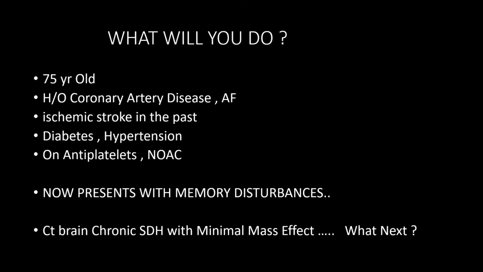This is a scenario many of you might have faced in your OPDs and practice. A 75-year-old man comes with memory disturbance. He has multiple comorbidities: coronary artery disease, atrial fibrillation, and ischemic stroke in the past. He is diabetic and hypertensive, and he is on antiplatelets and an anticoagulant. You get a CT scan done, and you find a chronic subdural hematoma with minimal mass effect. What to do next?